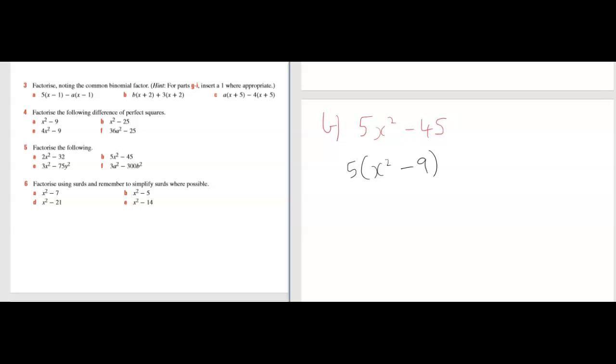Okay, so I've taken 5 out as a common factor, so I'm just going to rewrite my answer with 5 out the front and just identify the A and the B. So the A is the square root of x squared, which is x, and B is the square root of 9, which is 3. So we've got x plus 3, x minus 3.